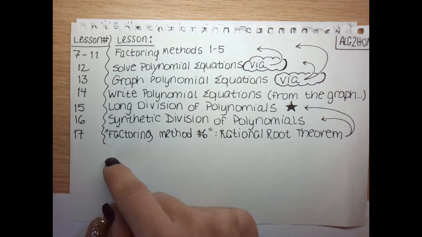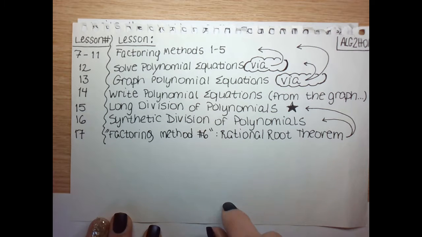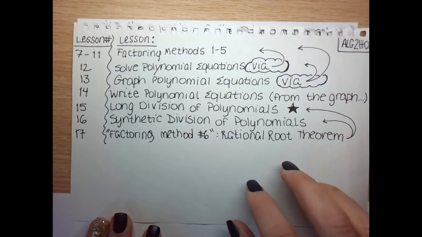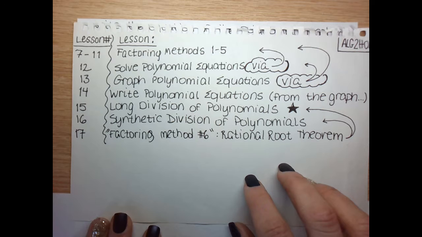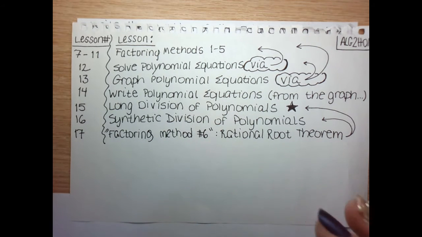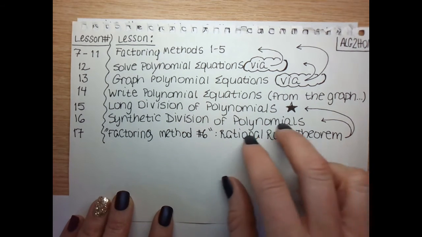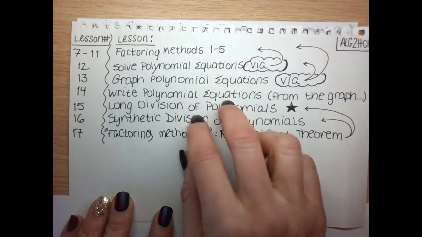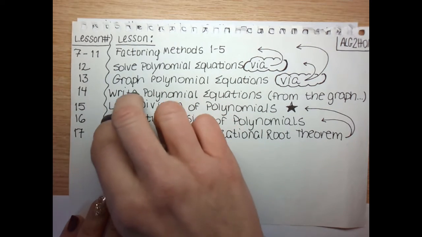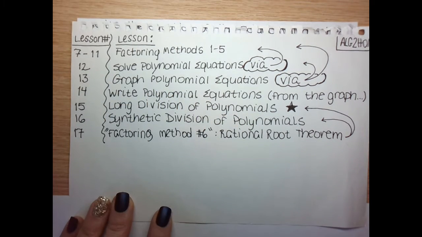Now, what is foiling or distributing? What mathematical operation is at the heart of that? What are you doing? Multiplication. Right, we're multiplying. So if you're multiplying to create these polynomials, factoring is going to involve what operation to go backwards the other way? You're going to include division, exactly.